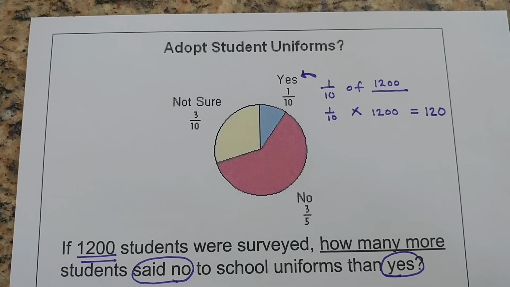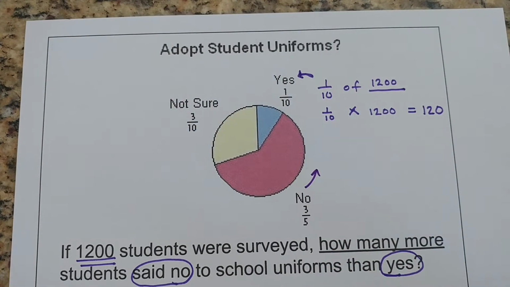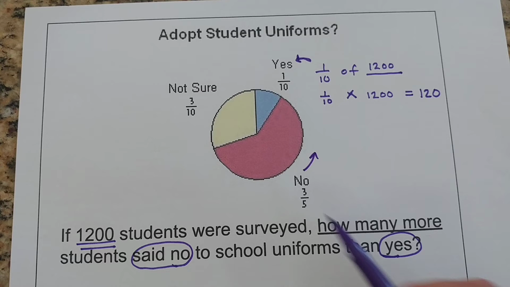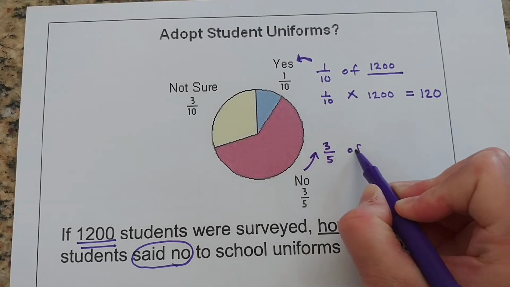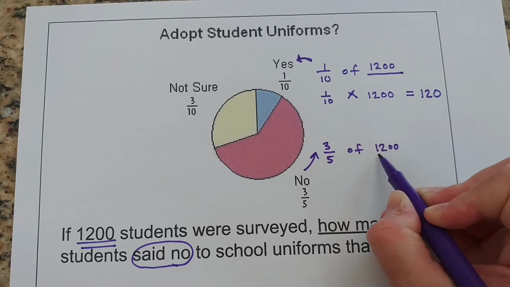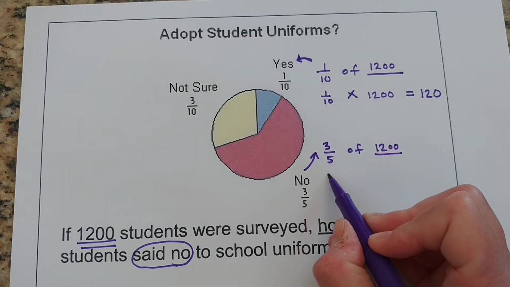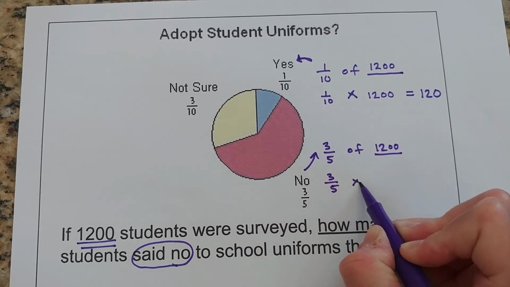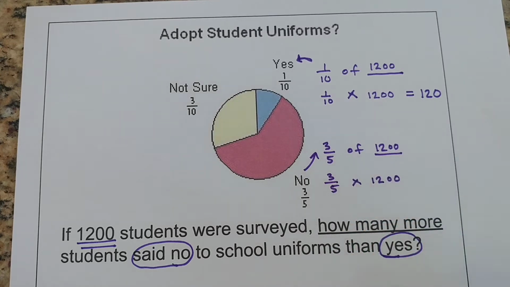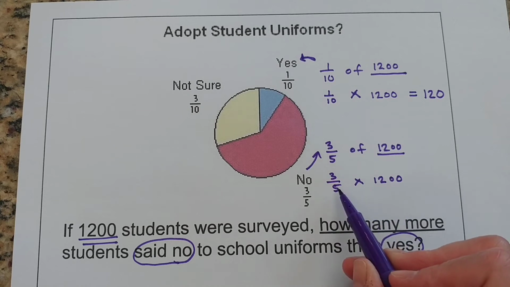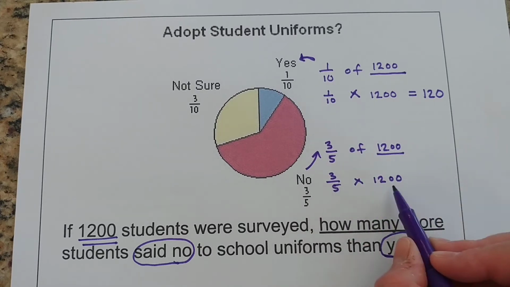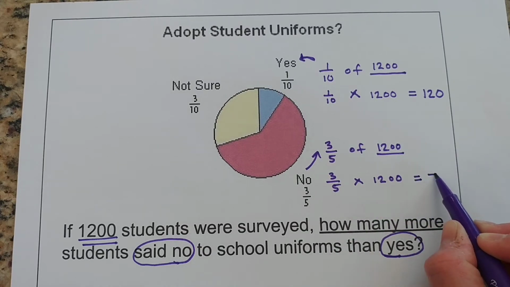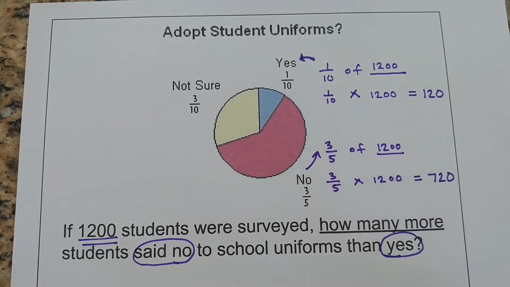Now let's figure out how many said no. So now let's do the no. It looks like 3/5 of the students said no. So let's figure out what is 3/5 of all of the 1,200 students. So we can do that by taking 3/5 times 1,200. Now you could just multiply it using the fraction, or you could change this to a decimal, which would be the same thing as 0.6. 3 divided by 5 is 0.6. So if I multiply this with a calculator, it will tell me that 720 students said no.